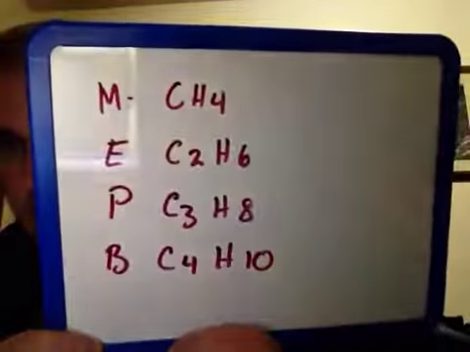Let me go ahead and draw these out real quick. So methane, CH4, ethane, C2H6, propane, C3H8, and butane, C4H10. Alright, so those are the first 4 of the alkanes.